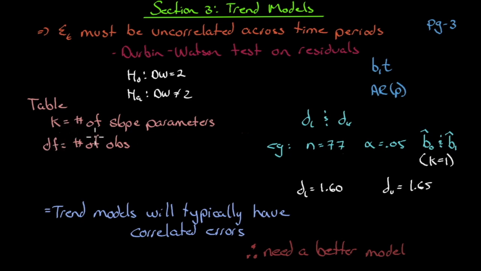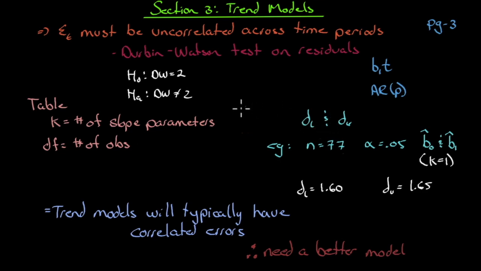K is the number of slope parameters we're estimating. And degrees of freedom is the number of observations. If we're looking for a B0 and B1, we have 2 regression coefficients, but only 1 slope parameter. And we're going to find a lower and an upper value for the Durbin-Watson statistic.